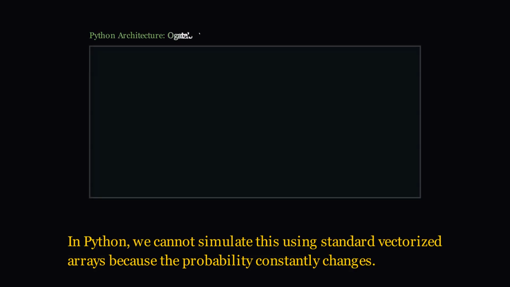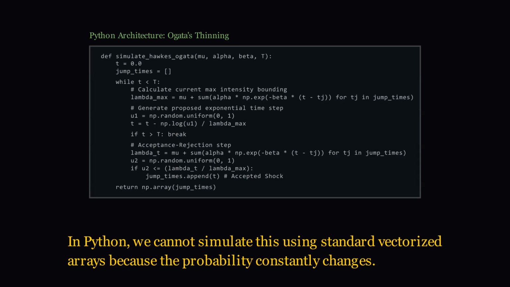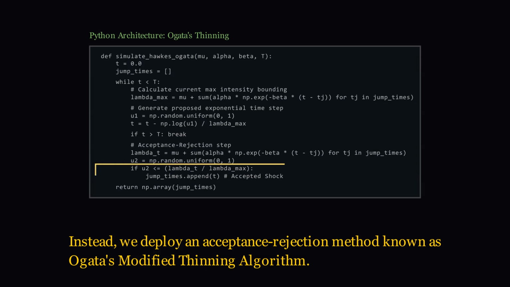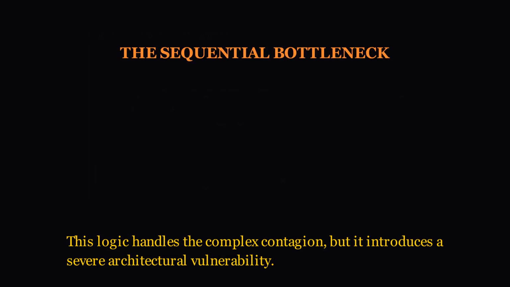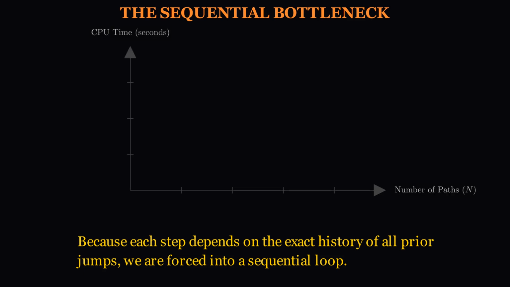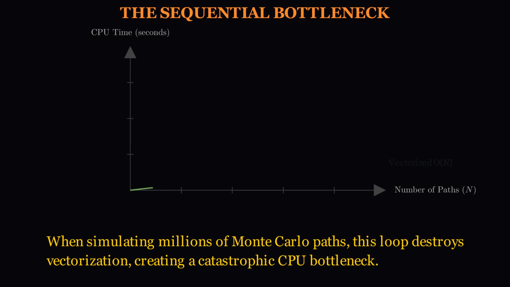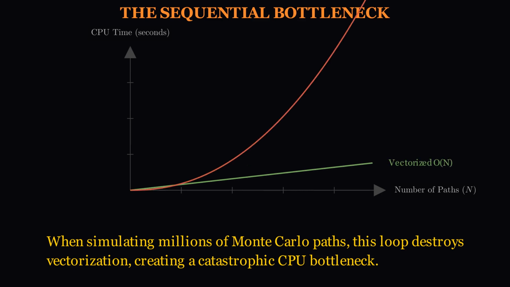In Python, we cannot simulate this using standard vectorized arrays because the probability constantly changes. Instead, we deploy an acceptance-rejection method known as Ogata's modified thinning algorithm. This logic handles the complex contagion, but it introduces a severe architectural vulnerability. Because each step depends on the exact history of all prior jumps, we are forced into a sequential loop. When simulating millions of Monte Carlo paths, this loop destroys vectorization, creating a catastrophic CPU bottleneck.